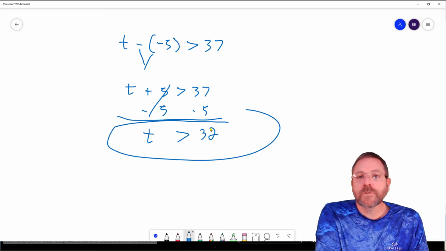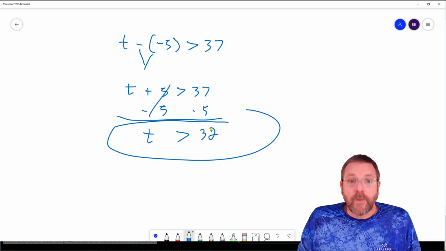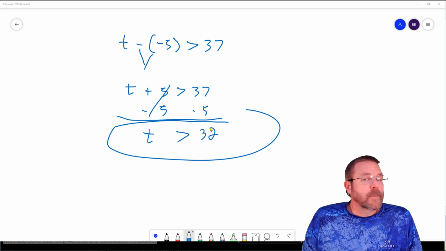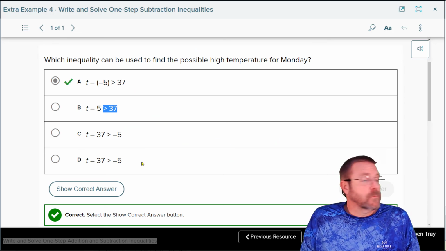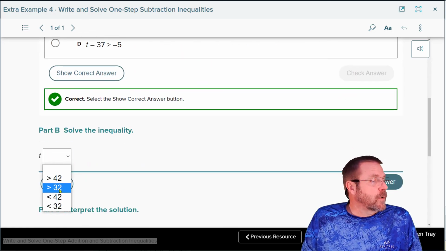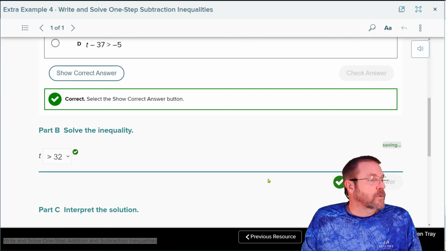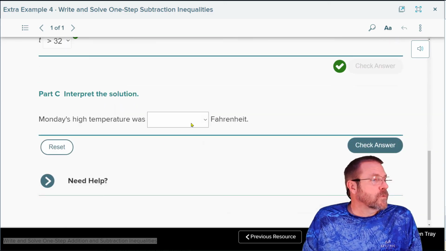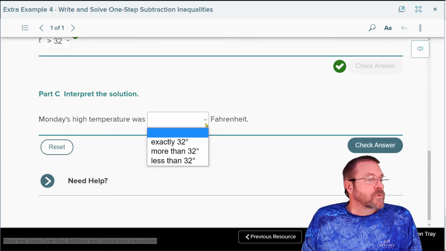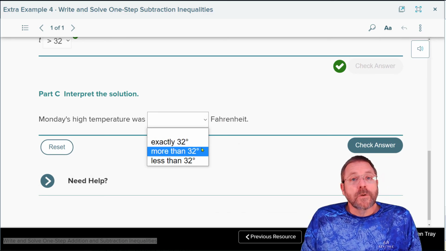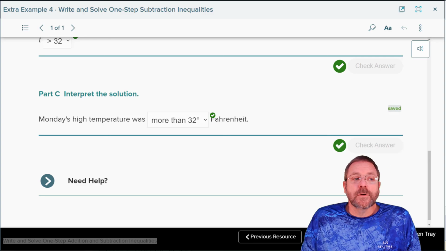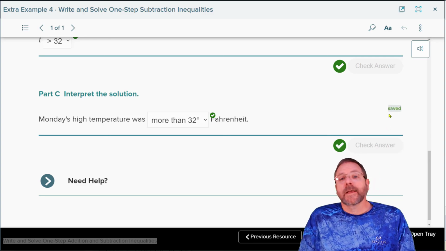So the high temperature on that day, it was still very cold. It was going to be a temperature greater than 32 degrees, which means it could be 33 degrees, something like that. But our inequality is going to be T is greater than 32. Check that. Interpret the solution. Monday's high temperature was exactly 32. Nope. More than 32. Yes. Less than 32. No. That's the solution to that.